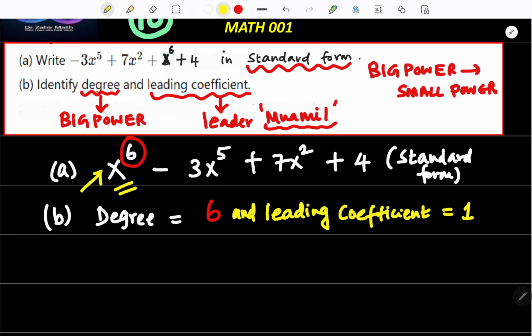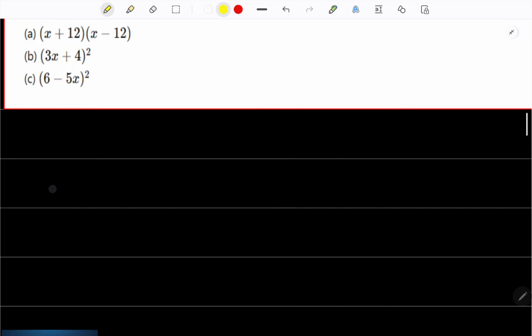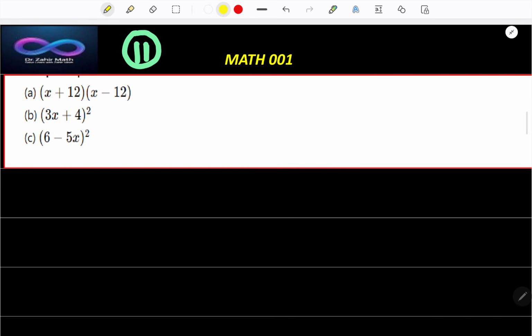How, teacher, 1? Because you see here, he is the leader. X power 6 is the big power. Leader. Leader mu'amal is leading coefficient. So what is the leading coefficient? 1. Clear? Right. Let's go to the next question. The next question is we are going to simplify this, or you can say special product formula, whatever it is.